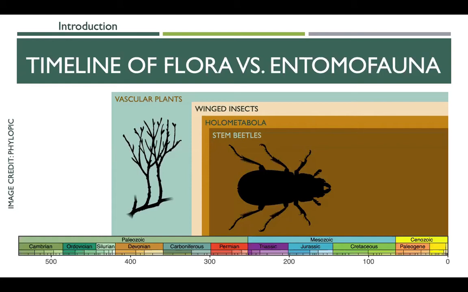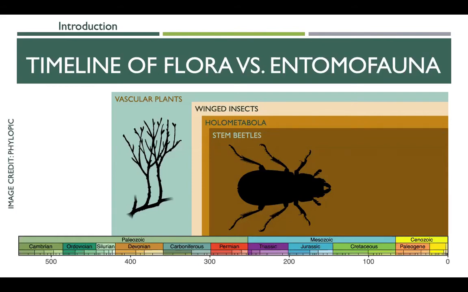And then pretty much as soon as we have holometaboly, we have stem beetles. We have insects that are more closely related to beetles than to anything else that's alive today. And as you probably know, beetles are the most diverse group of animals that we have today on this planet. So very quickly after winged insects originated, we had insects on the landscape that would have appeared fundamentally modern to a person from today who would have traveled back in time.